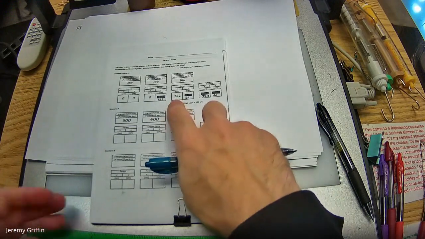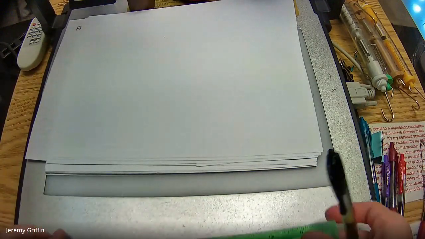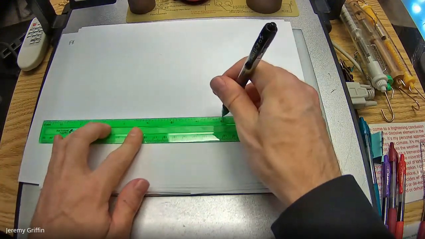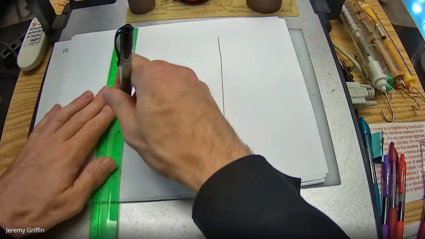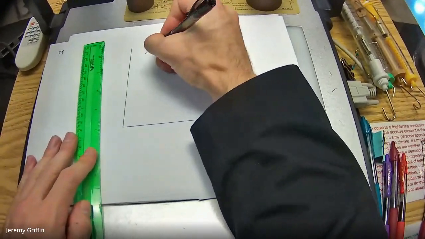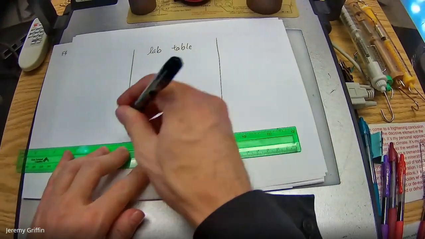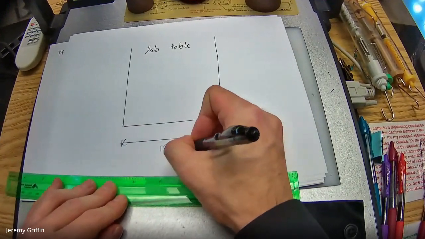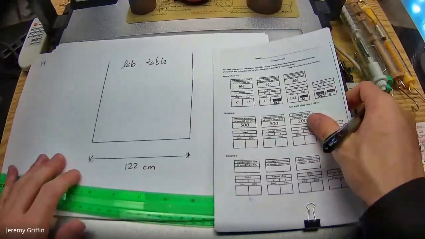Now, we're only getting these numbers like 122. Why did I pick that number for my example? Well, I will tell you guys why. Because that takes advantage of your lab table dimensions. Turns out that your lab table is exactly 122 centimeters wide.